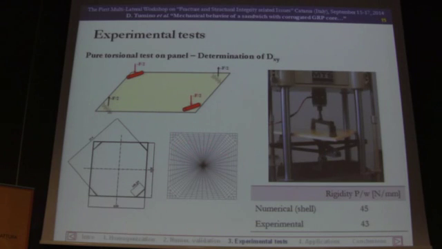Another test was the torsional test used to compare the torsional behavior of the model, and this is the setup used in the laboratory. This is not a pure torsional test because it's very difficult to set up such a test. But we can say that it's a torsional dominated behavior, and the rigidity obtained experimentally is in very good agreement with the numerical one in this picture.